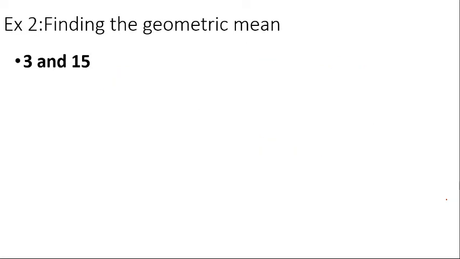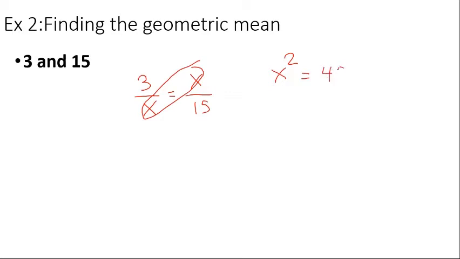Okay, example 2. Again, same thing, 3 and 15. So we're going to take here 3 over x equals x over 15. And all we're going to do now is just cross multiply here. So x times x gives us x squared. And then 3 times 15 gives us 45. Square root both sides. These eliminate. I get x equals square root 45.